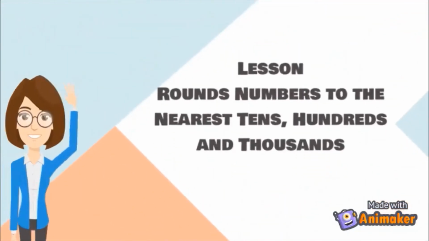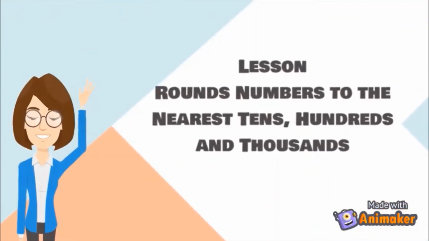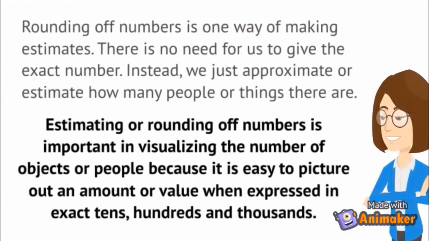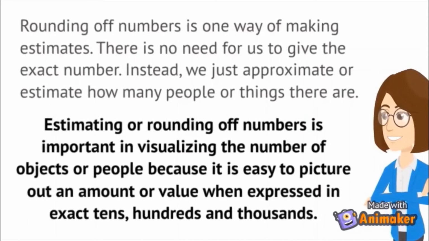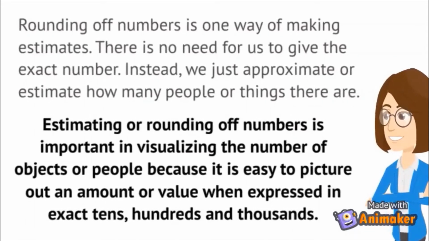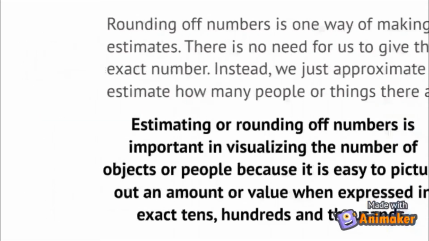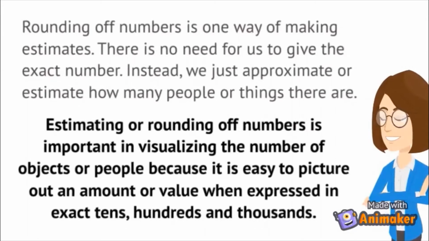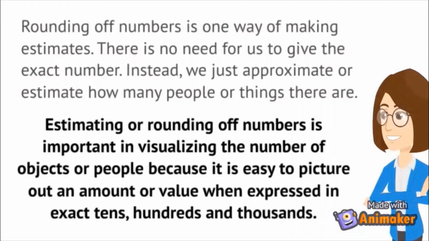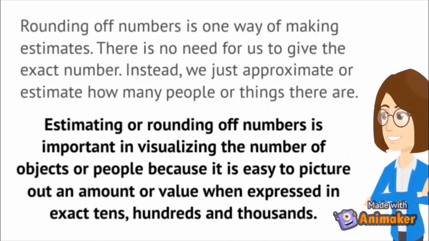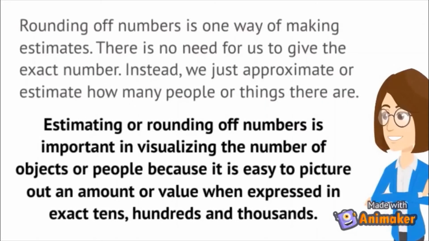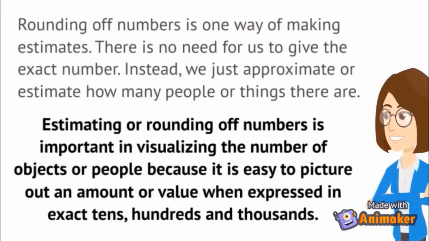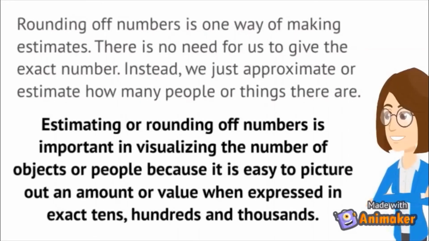Let's start with the lesson. Round numbers to the nearest tens, hundreds, and thousands. Rounding off numbers is one way of making estimates. There is no need for us to give the exact number. Instead, we just approximate or estimate how many people or things there are. Estimating or rounding off numbers is important in visualizing the number of objects or people because it is easy to picture an amount or value when expressed in exact tens, hundreds, and thousands. In this lesson, you will know how to round off numbers to the nearest tens, hundreds, and thousands.